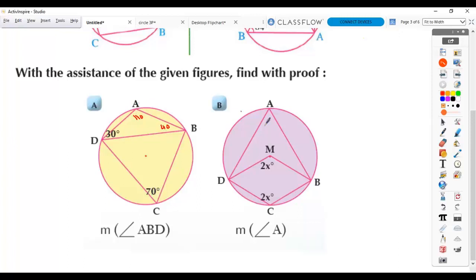Here, we want to find the measure of angle A. Here, A is inscribed, half of the central, which is 2x. So here is A. Here, A equals x. But we want the value of x. Here, I have A plus C. x plus 2x is 3x, equal to 180. Then x equals 180 divided by 3, which equals 60 degrees.